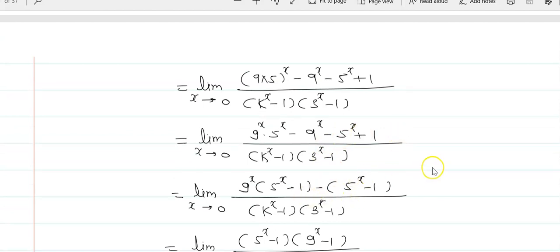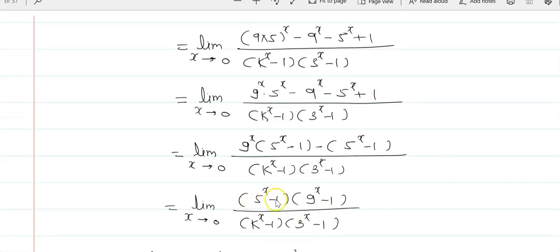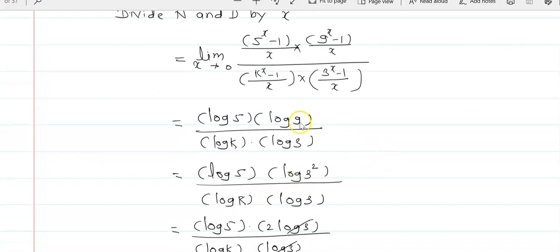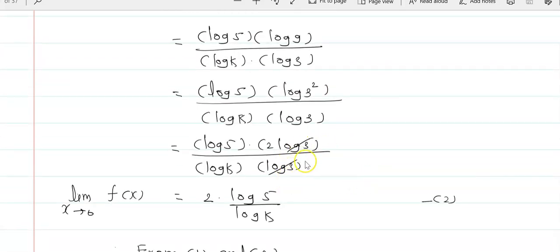Take the minus 1 as common. Therefore 5 raised to x minus 1 into 9 raised to x minus 1 upon k raised to x minus 1 into 3 raised to x minus 1. Divide numerator and denominator by x square. Therefore 5 raised to x minus 1 upon x into 9 raised to x minus 1 upon x, k raised to x minus 1 upon x into 3 raised to x minus 1 upon x. The first is log of 5, log of 9, log of k, log of 3. Log of 9 means what? 3 raised to 2. Therefore log of 3 gets cancelled.